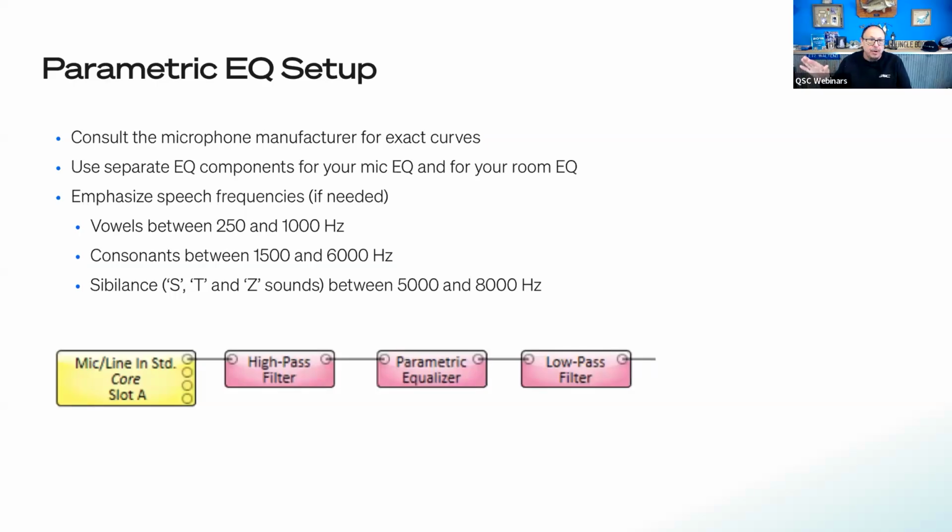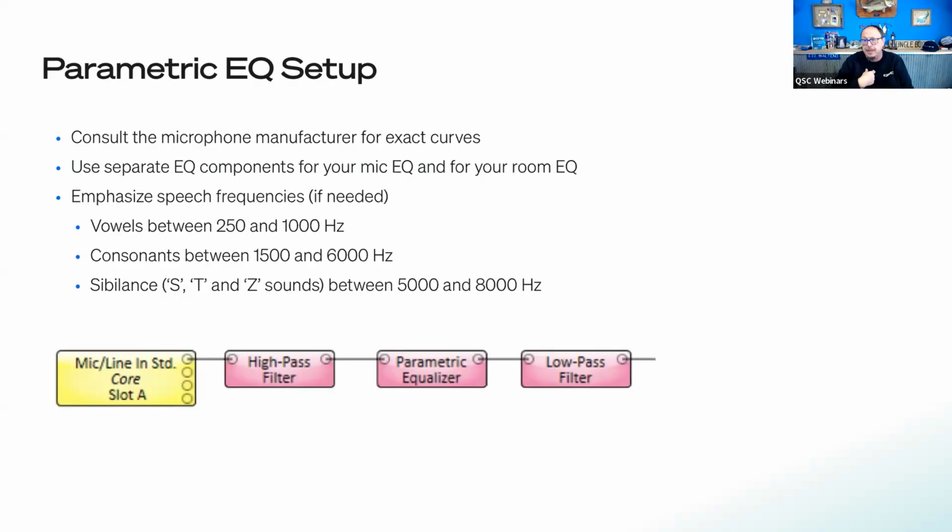You can use a separate EQ component for your mic EQ, and then one for your room EQ. If there are common things that the mic is going to deal with, put them in the EQ with the microphone, and then put a parametric EQ on the outbound side of your system that will address the common things in the room. Like, I need to notch out this problem frequency that's reflecting a lot. Use separate EQ components for the mic and the room. We just talked about that.